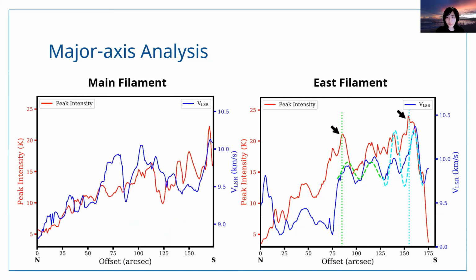However, in the main filament, it's not clear whether the two variations are related. But since we already know some protostars have been observed in the main filament cores, it's likely that this filament is in a later evolutionary stage, while the east filament may be younger, so that we can still see the velocity pattern of core formation.